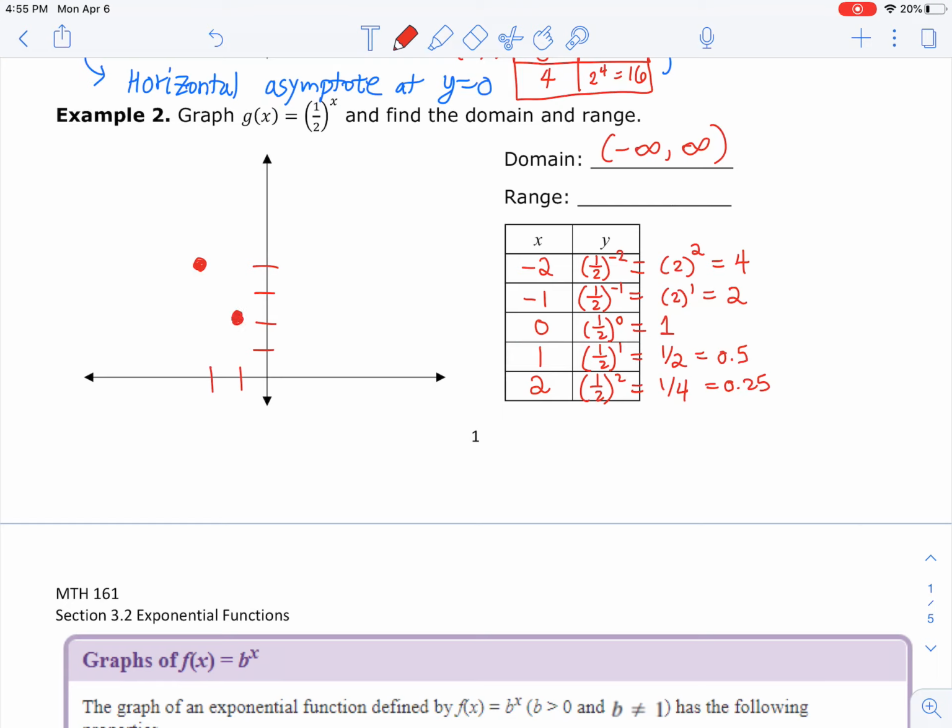First one, I have 2 to the left, up 4. 1, 2, 3, 4. Next one, 1 to the left, up 2. Next, 0, 1. I see something is going down from left to right. Next one, 1, and then just go up 1/2. Next one, 2, and then go 1/4. Now look at the pattern, because I want you to notice the pattern here.